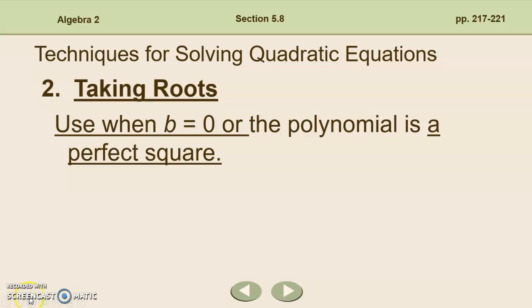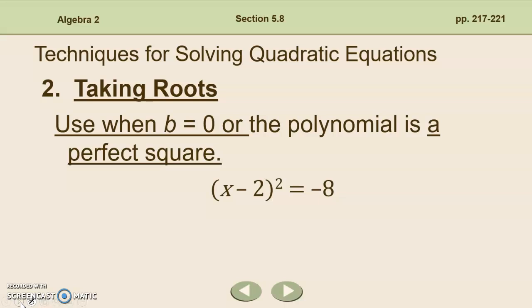We would use this when b equals 0, or the polynomial is a perfect square. So this is referring to a difference of squares. I misspoke, not the perfect square trinomial, but a difference of squares. When we look at this, we have x minus 2 squared. There is no b term. We have an x squared term, but we don't have just a regular x term.